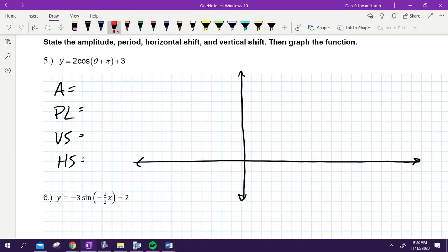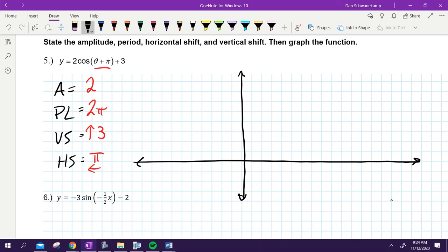Amplitude. Lydia, what did you say for amplitude? 2. What about your period length? 2 pi. That did not change. We're done in front of a theta. Vertical shift. Matthew, what did you say on vertical shift? Up 3. What about horizontal shift? Left pi. Good. Left pi. So pi with an arrow of some sort. We got that. That was our first thing.